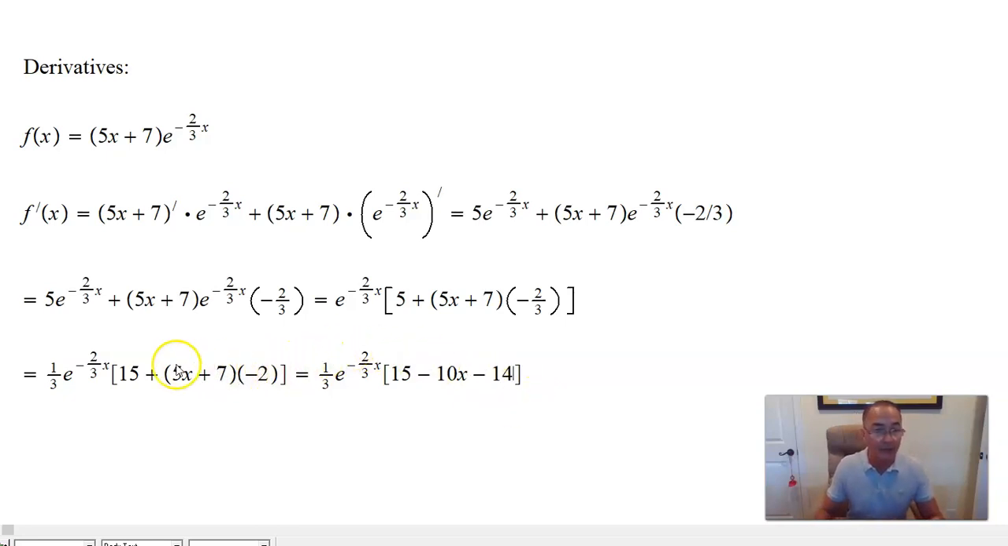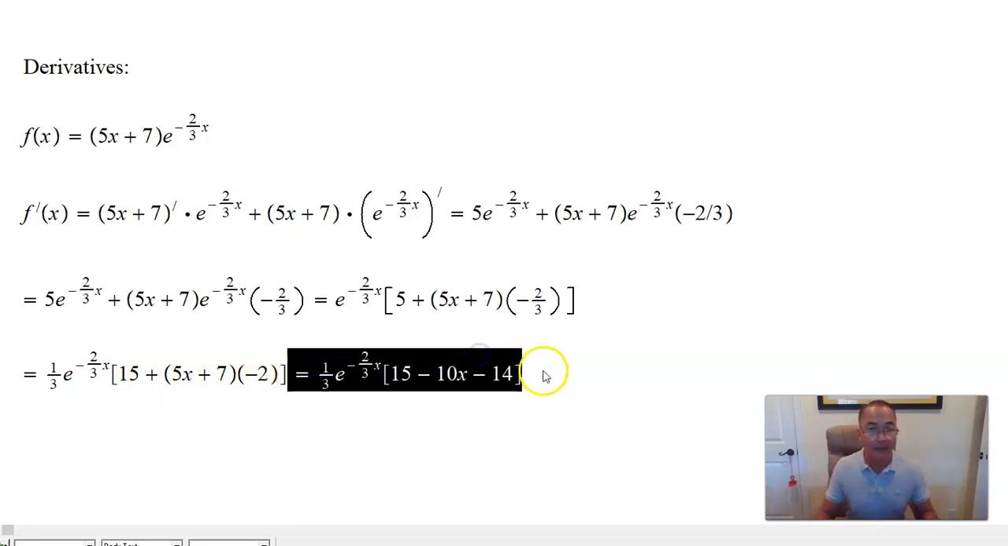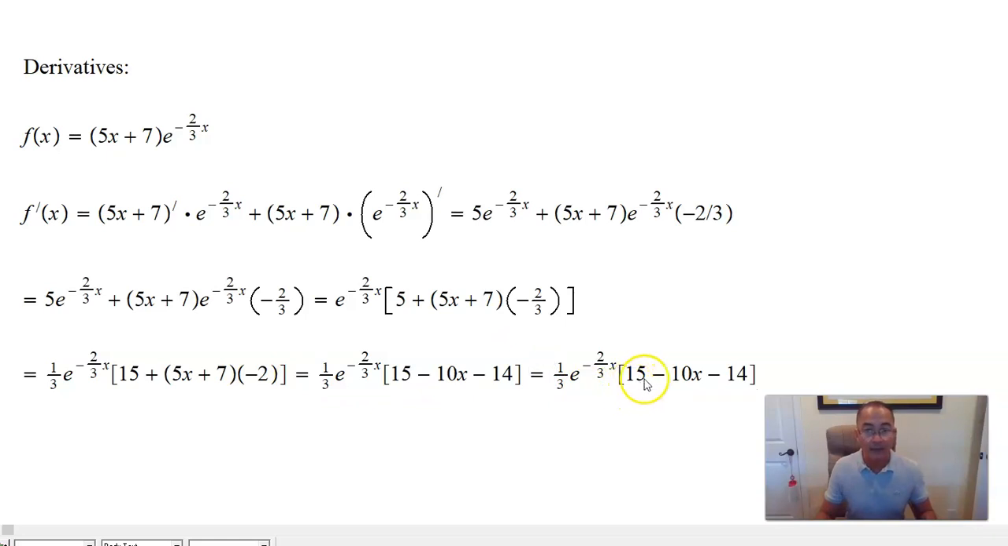Okay, so let's make sure. So we get 15 from here. 5x times minus 2 is minus 10x. 7 times minus 2 is minus 14. Oh, wonderful. So we get, in its simplest form, 15 minus 14 is simply 1. 1 minus 10x. Okay, excellent. That's our first derivative, right?